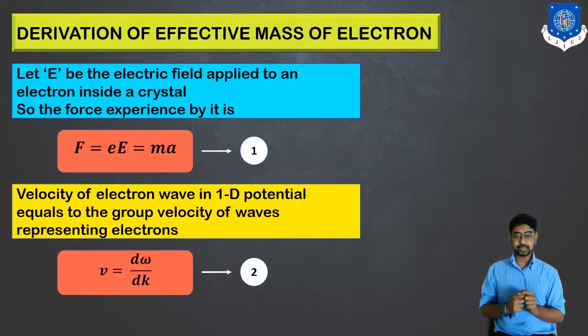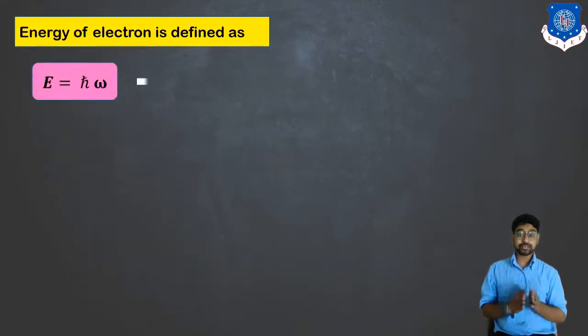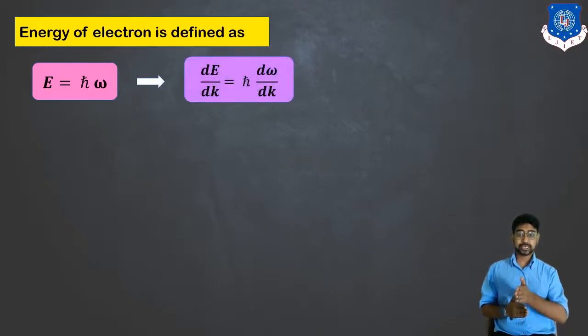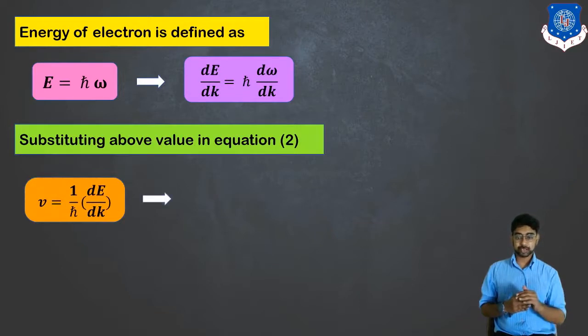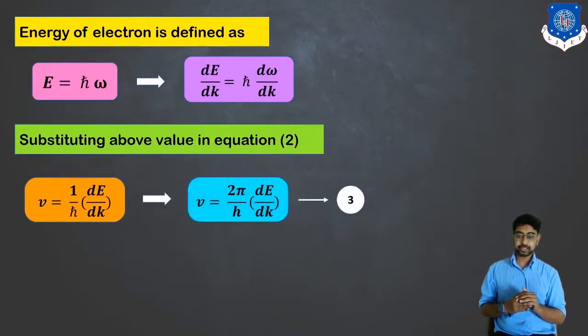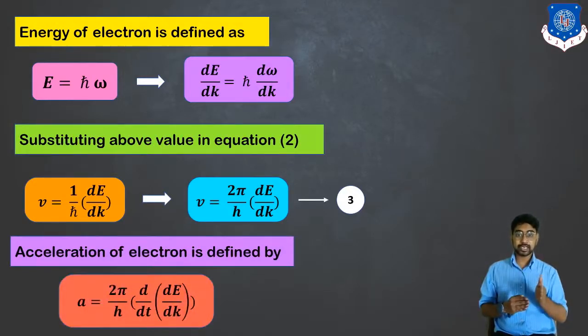So let's begin deriving the same. The velocity of the electron wave in one dimension equals the group velocity of the waves representing the electrons, that we have seen in the prior image. So v, the velocity, is equal to d omega by dk. Now the energy of the electron is defined as E equals h cap omega. h cap, we know, was derived from the Planck constant, that is h by 2 pi. So now dE by dk equals h cap d omega by dk.